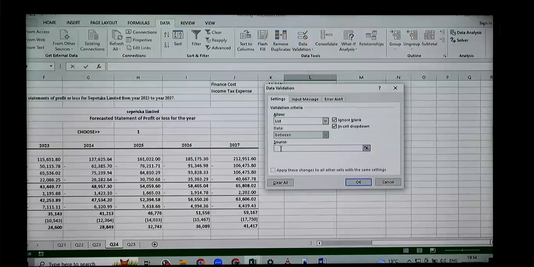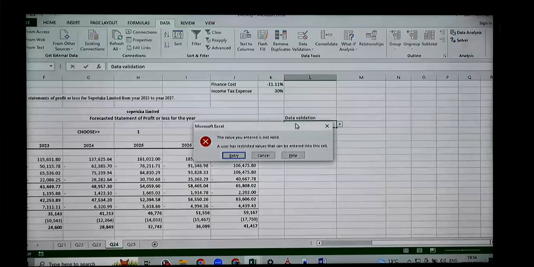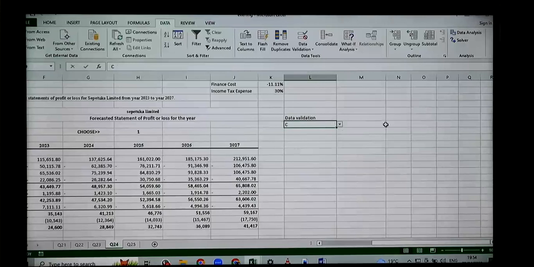This list can be anything. Can be A for scenario 1, comma, B for scenario 2, comma, and C for scenario 3. I press OK. So the data validation will be just there. You can see that way. If I try to enter another value, maybe let's say D, it won't work. You see, the value entered is not valid. A user has restricted the value. So that is just data validation.